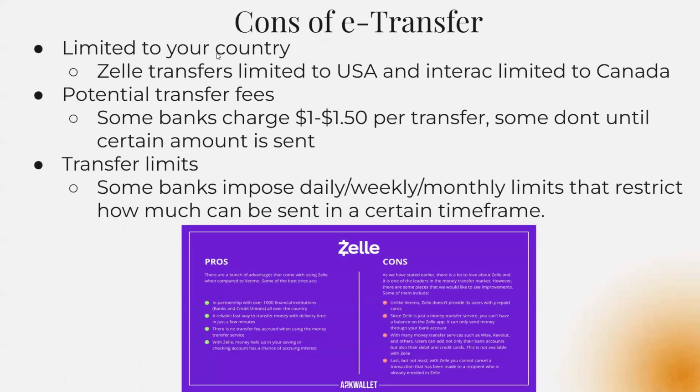And some cons for e-transfer are that it's limited to your country, like Zelle is only for the US and Interac is only for Canada. And there are potential transfer fees. Some banks charge $1 to $1.50 per transfer, but most of them don't until a certain amount is sent. And there are also transfer limits. Some banks impose daily, weekly, or monthly limits that restrict how much can be sent in a certain time frame.